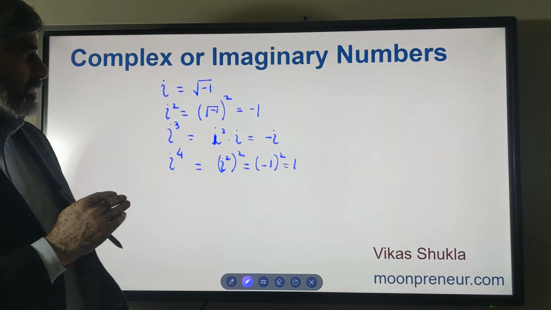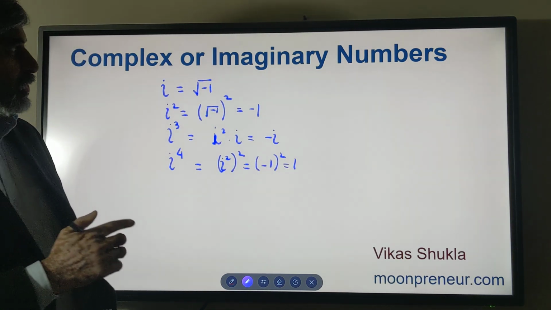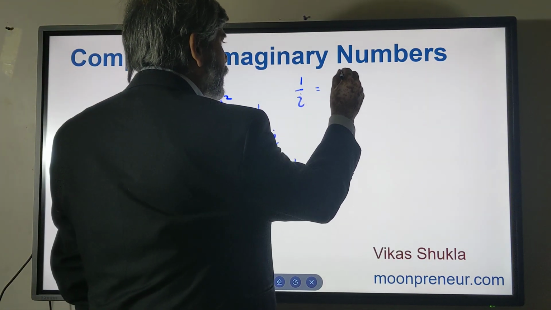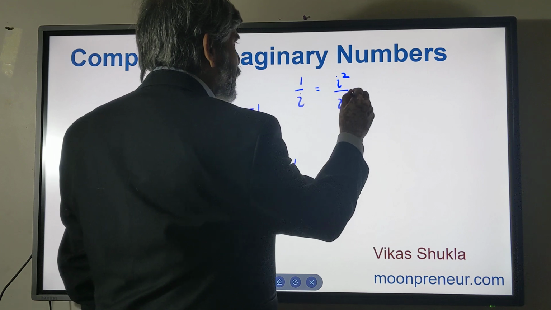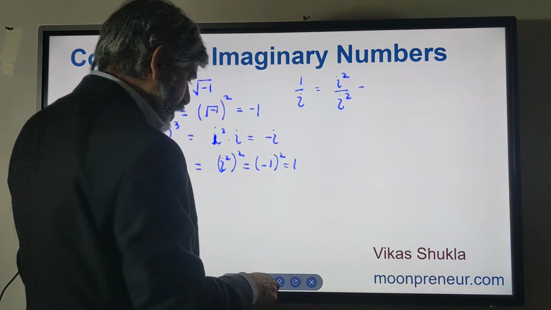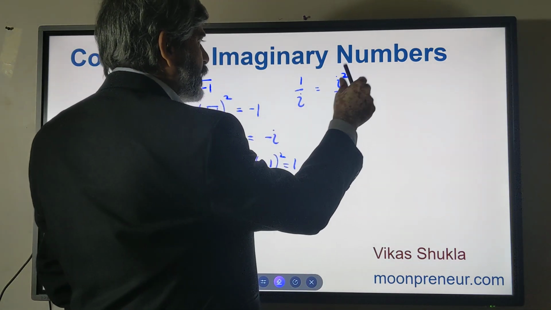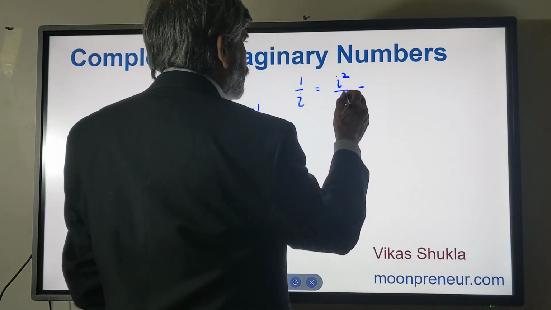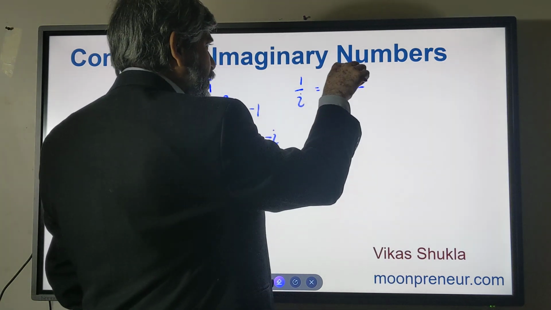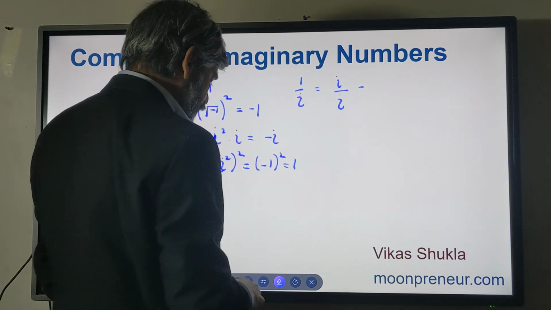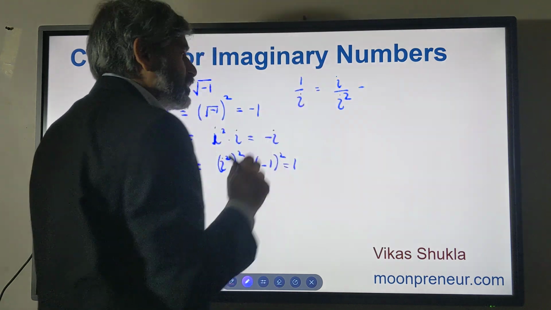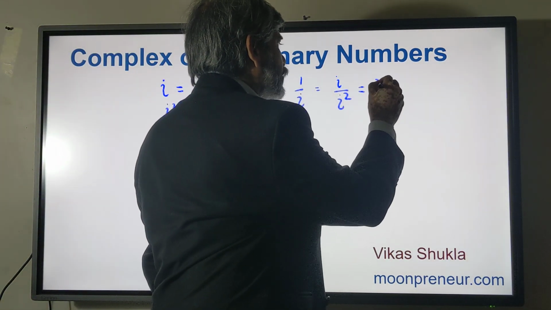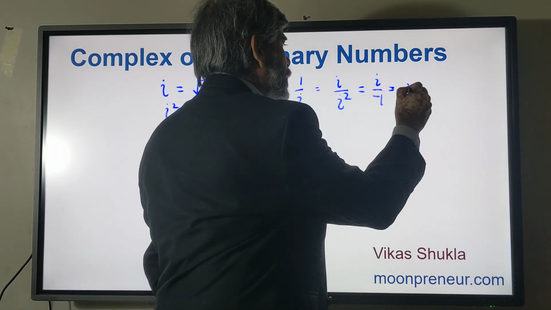Let's take a look at some more complicated scenarios. What is 1 upon i? We multiply both the top and bottom by i, so we get i divided by i squared. And i squared is -1, so this is i by -1. So this is minus i.